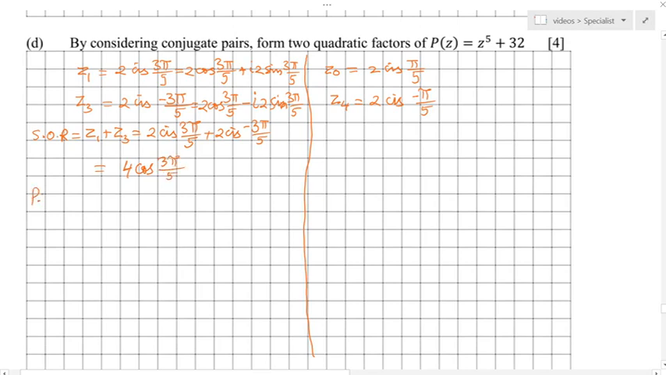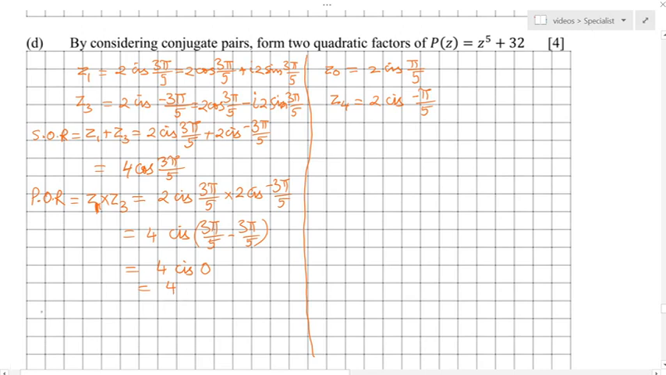Then product of roots is equal to z1 times z3. You don't need to write in Cartesian form now, you can straight away multiply them. So you've got 2 cis 3 pi over 5 times 2 cis, which becomes 4 cis 3 pi over 5 minus 3 pi over 5, which becomes 4 cis 0, which becomes 4.